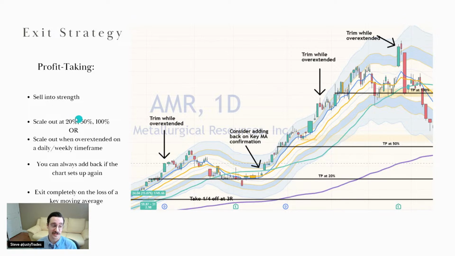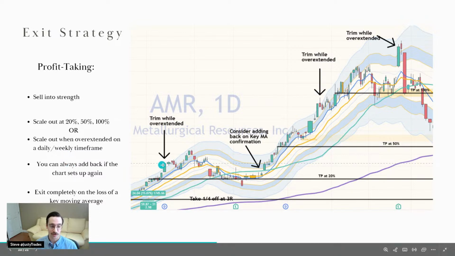Some people prefer to scale out at 20, 50, 100%, just in flat percent increments, and that's totally valid. Personally, as a technical analyst at heart, I'm all about trading the chart and not my P&L. So for me, the risk reward is a much better model for where I take gains, where I book profits, all that good stuff. So we scale out when it's overextended on a daily or especially weekly time frame, and then we can always get back in if the chart sets up again.